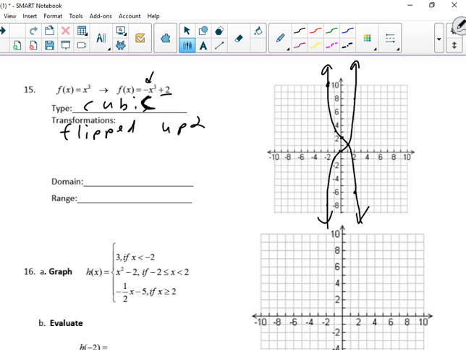The domain of my transformation, again, going forever and ever both directions. And low to high, same thing. Forever and ever both ways.